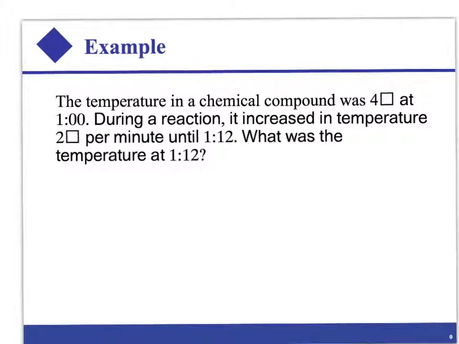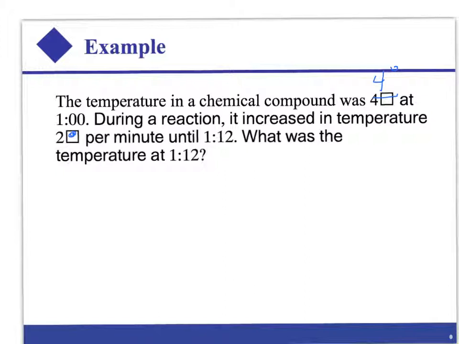So let's look at a word problem. Again, applied problems. I told you they would be here, and you're going to have some homework problems too. The temperature in a chemical compound was 4 degrees at 1 o'clock. During a reaction, it increased in temperature 2 degrees, that's a little degree sign, per minute until 1:12. What is the temperature at 1:12?